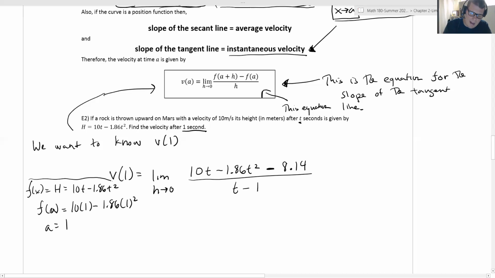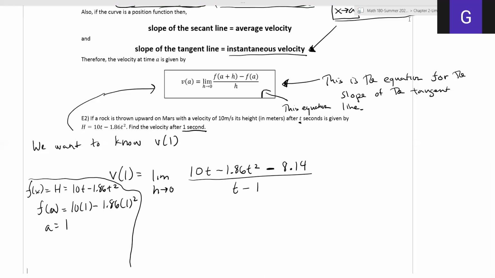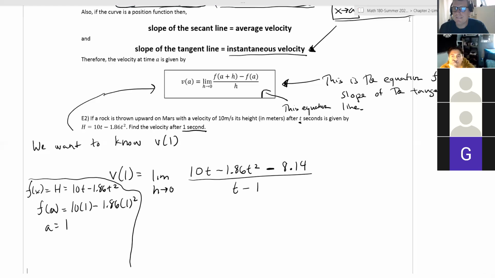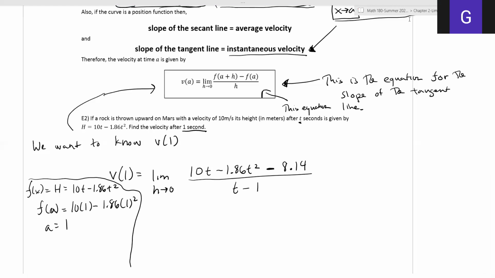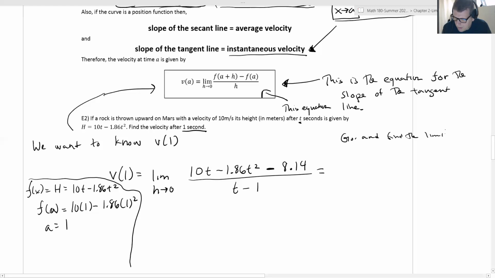So we did a little bit of work where we had to make sure that we knew what f was. So we have a equals 1, and then f of a, we just plug in 1 into our function. And now this guy here, we're just going to go and find the limit. Go and find the limit. That's the next part.